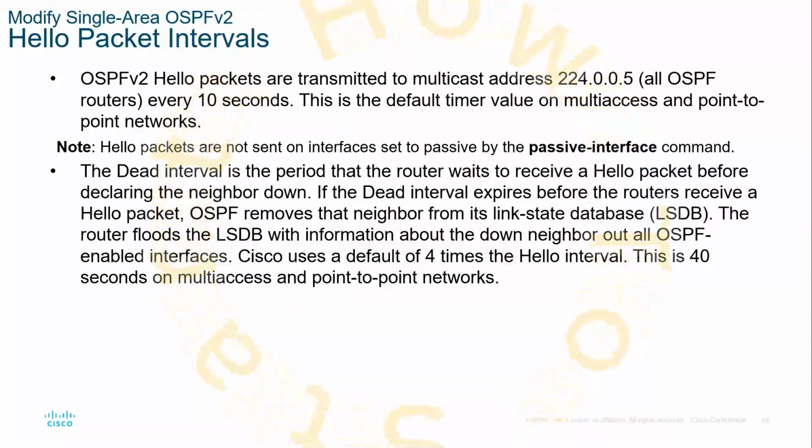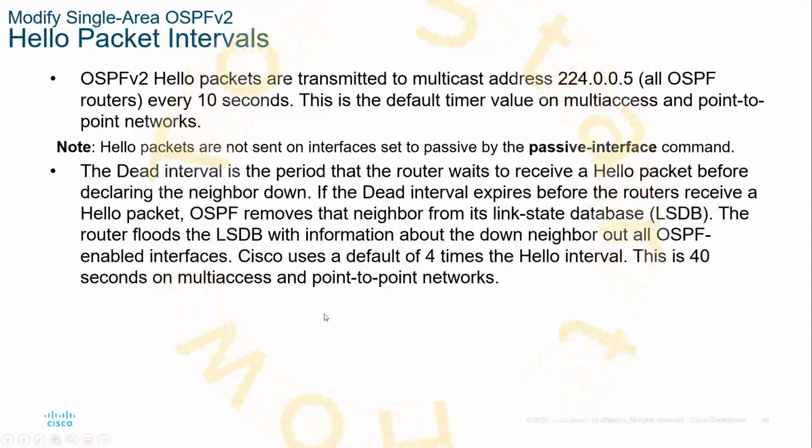The dead interval is the period of time that the router will wait to receive a hello packet before declaring the neighbor down. If the dead interval expires before the router receives a hello packet, then OSPF will remove the neighbor from its database. The router will flood the database update to all of its neighbors. Cisco uses a default of 4 times the hello packet interval. So if the router does not receive a hello packet from its neighbor within 4 times the normal hello interval, then it will declare it dead.